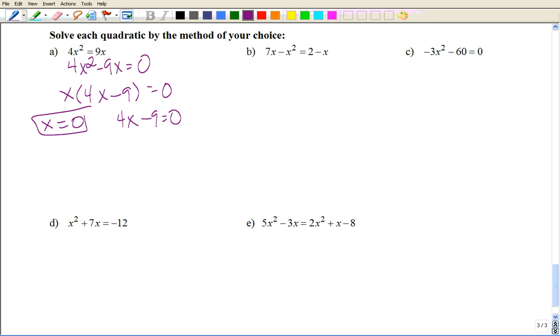So this one's already done. This one I need to add 9 to both sides and divide by 4. So there's my other solution.